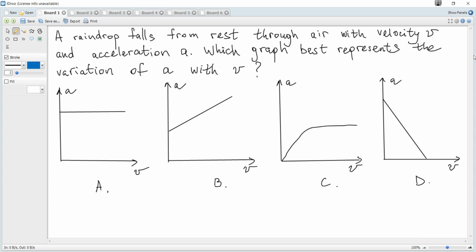A raindrop falls from rest through air with velocity v and acceleration a. Which graph best represents the variation of a with v? Notice that air resistance is not negligible. It is moving with air resistance.